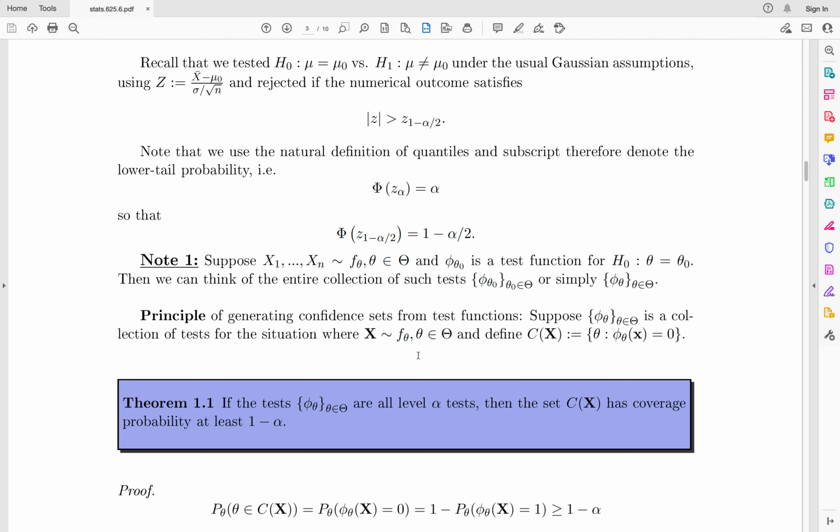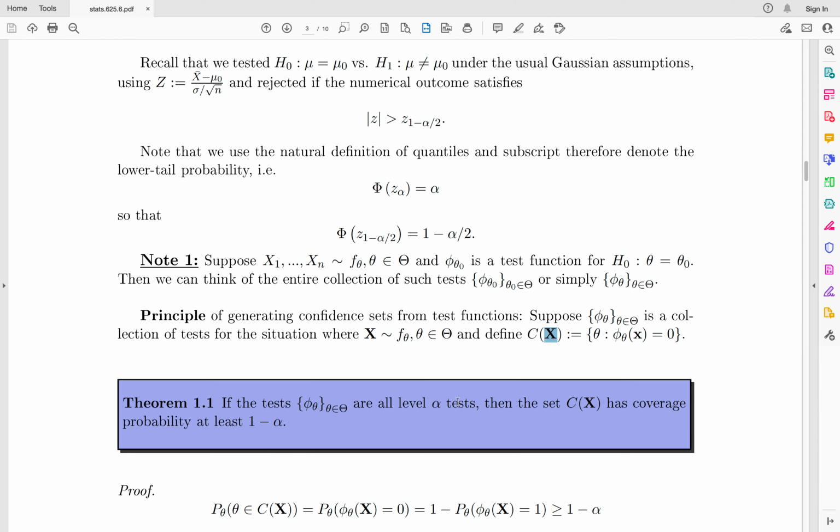Now, next we can take the general case. If we have a test function for testing theta equal to a constant, then we can look at the collection of all of these tests, and we can write C of x as the collection of theta such that phi naught of x is equal to 0, and this is supposed to be little x. So we define this for all possible outcomes.